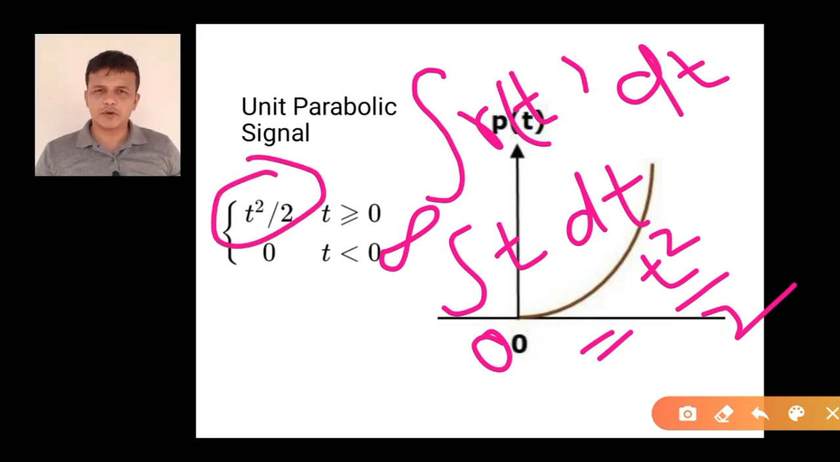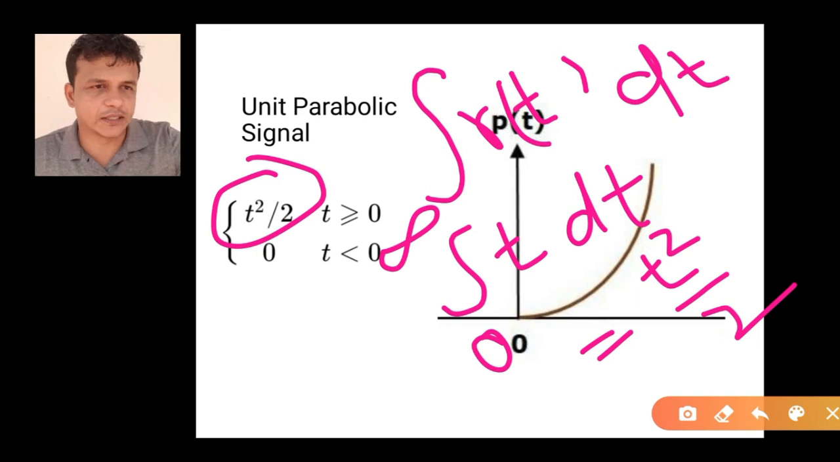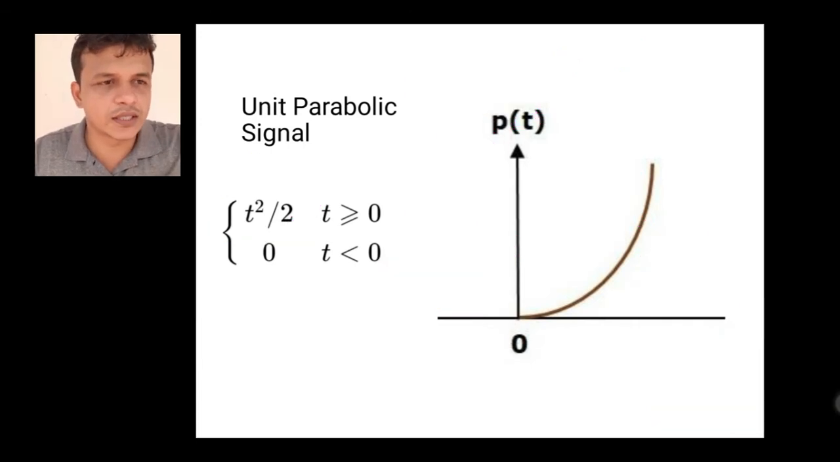So the parabolic signal is the integration of the ramp signal. Now we know the relationship between the parabolic signal, step signal and ramp signal. The double integration of the step signal is the parabolic signal. These things we can derive with the knowledge that we have here.